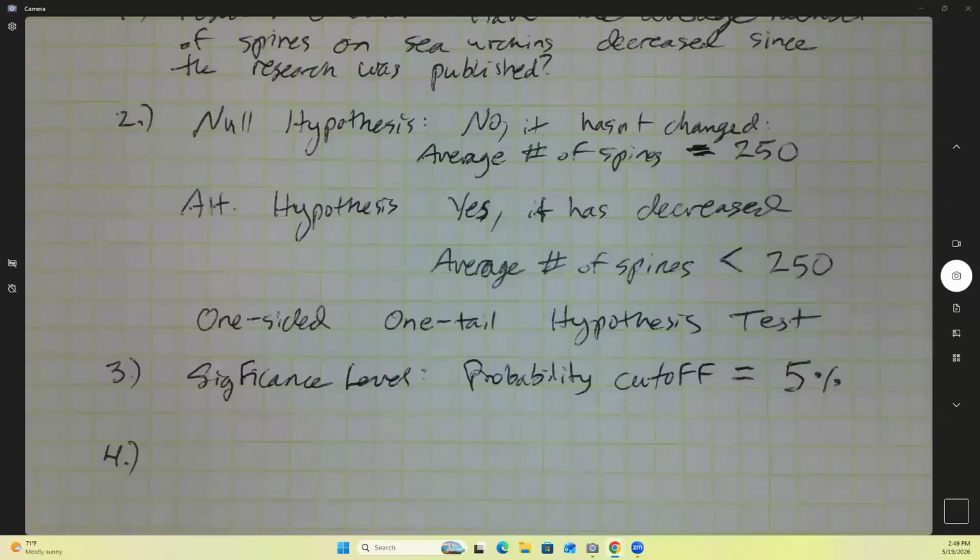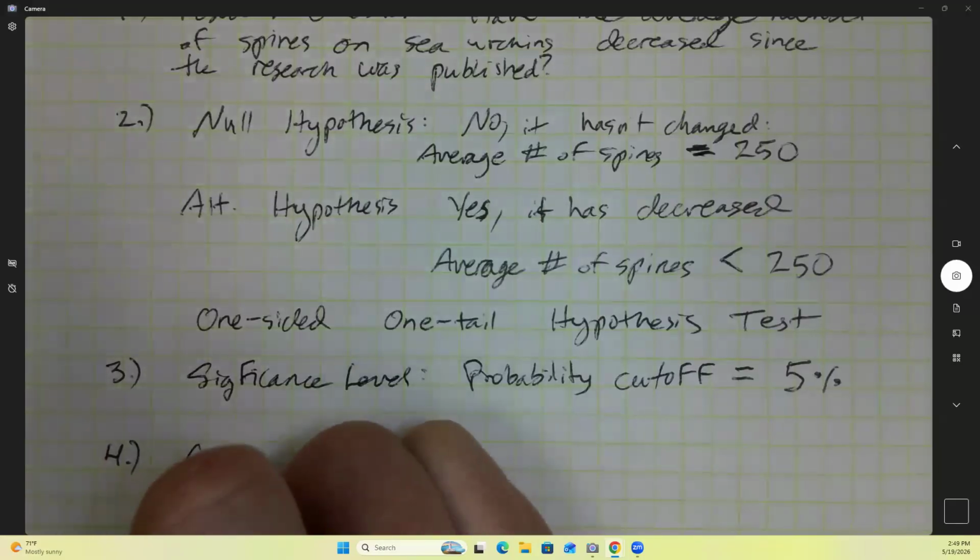What comes next? Collecting data. Get your boots on. Go out to Lincoln City. Hope that the tide's right. You know, check the tidal charts. Hope it's not raining too hard. And you're going to spend a couple hours out there counting spines. The hardest part of any statistics is collecting good data. So let's collect the data.